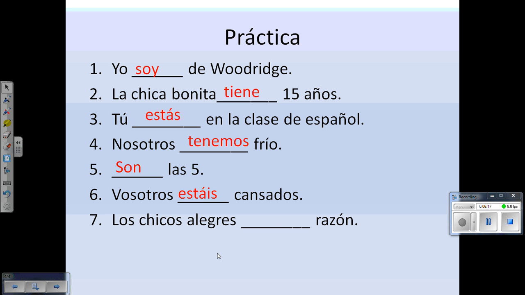Vosotros estáis cansados. That's a feeling or emotion, it's a condition. Los chicos alegres tienen razón. Another tener expression. So write down any questions that you have.